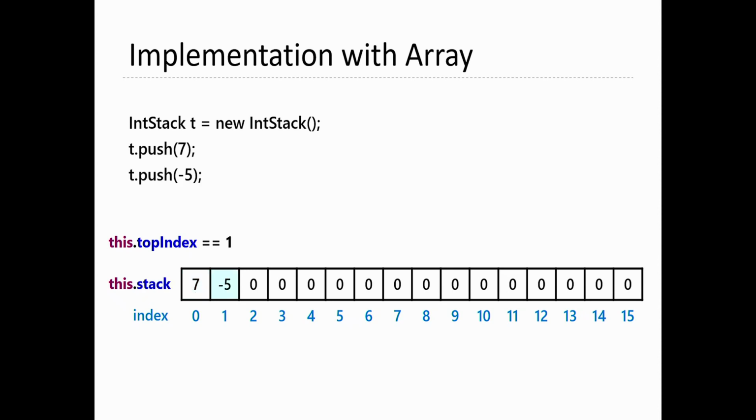And this is easy. Push a -5. So when we push -5, we're going to increase that index by 1, so it's going to go up to 1. Then I'm going to set the element at index 1 to the -5.